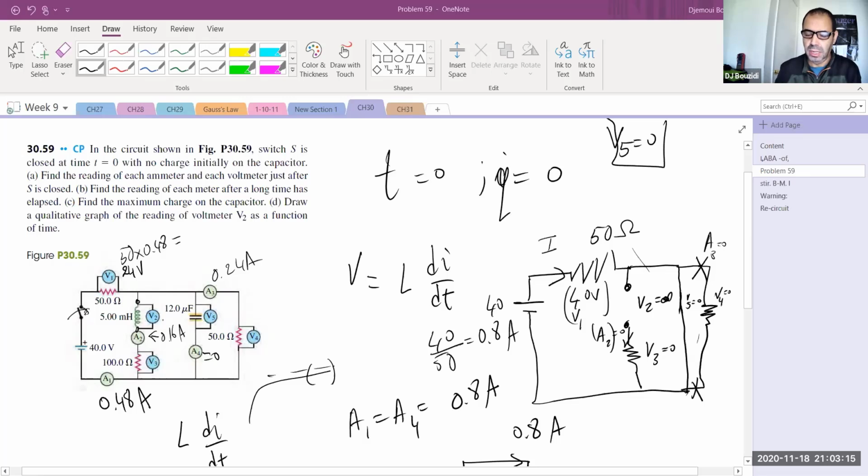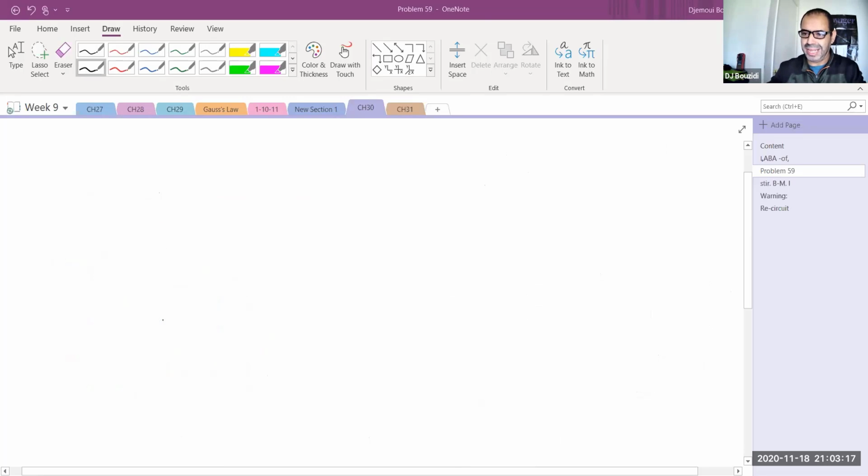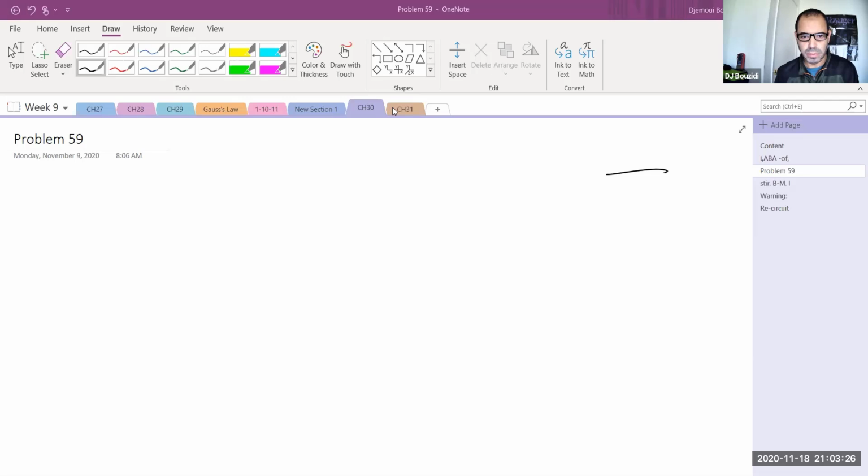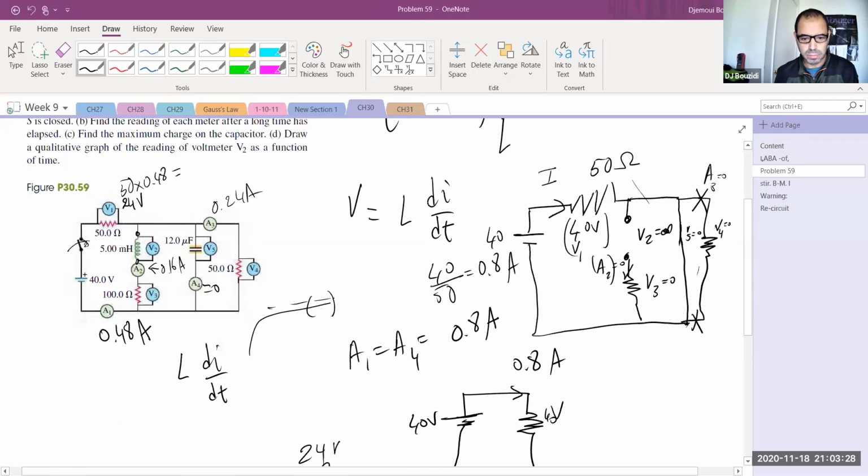Ultimately, V2 is not going to stay infinite. It's going to drop to 0 at the end of the day. What happened here? Okay. For some reason, everything went blank on me.